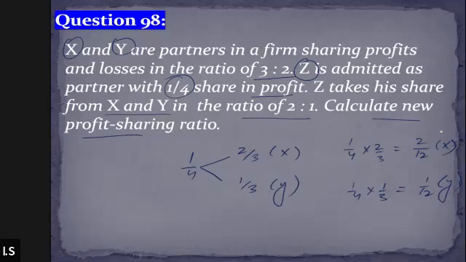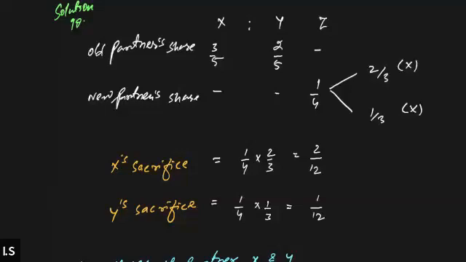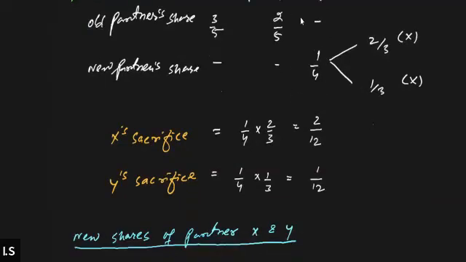So that means this can be considered as the sacrifice. This is the sacrifice for X and Y. X will have to sacrifice 2/12. Y will have to sacrifice 1/12 out of his share. So this can be presented like this. See, 1/4 is the share for the new partner, which the new partner will be acquiring in the ratio of 2:1 from X and Y. So he will be acquiring 2 by 3 from X and 1 by 3 from Y. So if we calculate X's sacrifice and Y's sacrifice, it will be calculated like this. 1/4 into 2 by 3 equals 2/12.